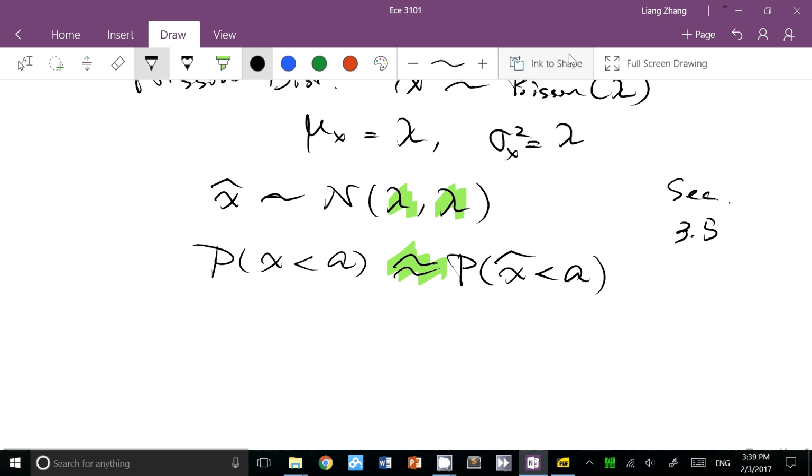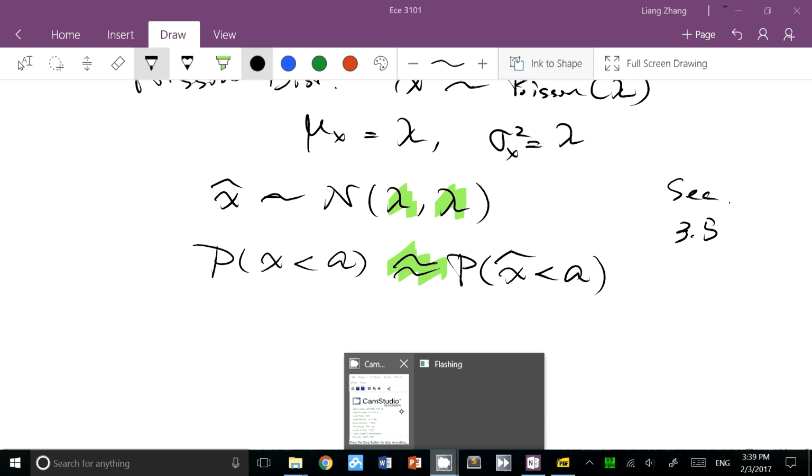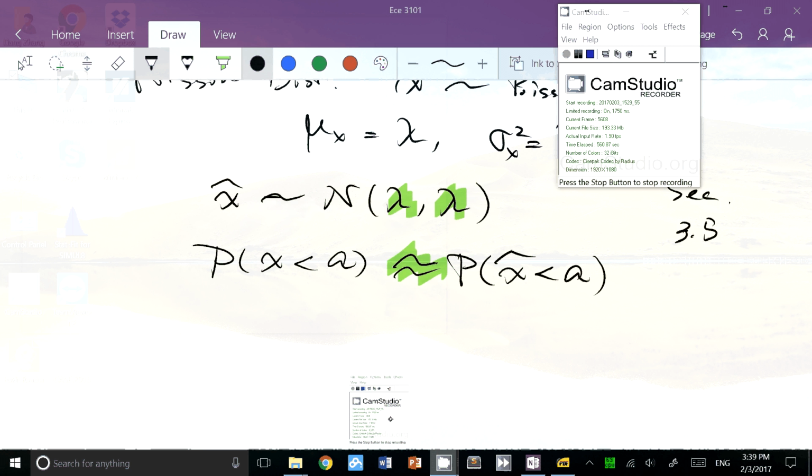And in our class on Tuesday next week, I will use Minitab to illustrate how the distributions can be visualized so that you can see how the two are actually very similar to each other. Okay. But for now, we'll end the lecture videos.